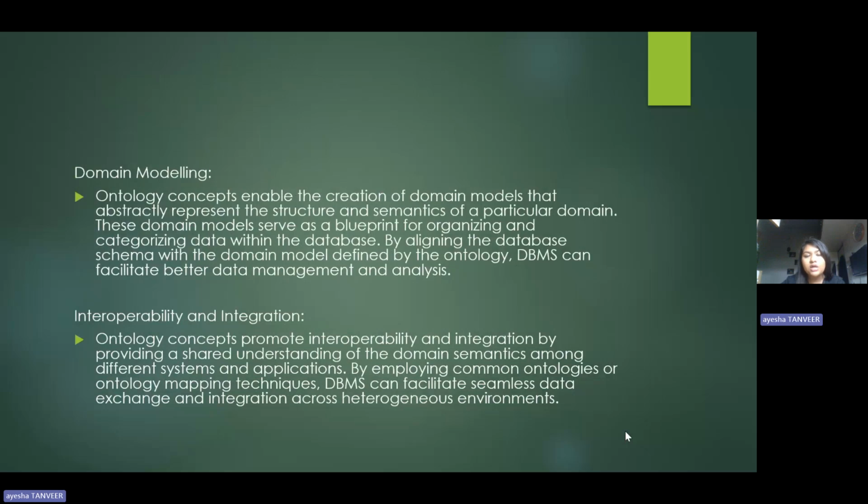Interoperability and integration. Ontology concepts promote interoperability and integration by providing a shared understanding of the domain semantics among different systems and applications. By employing common ontologies or ontological mapping techniques, DBMS can facilitate seamless data exchange and integration across heterogeneous environments.